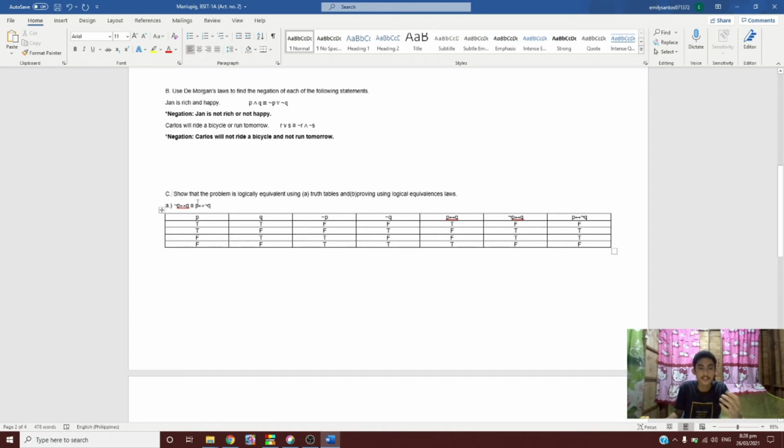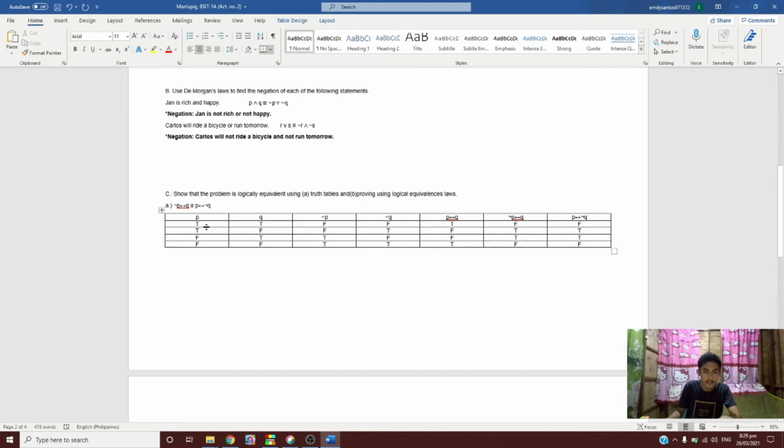P and Q are very common constant values, so they are included here, and also their negations, negative P and negative Q. And also P biconditional Q, and also the negation of P biconditional Q, and its opposite, P biconditional negative Q. To find out if both of these are equivalent, we're going to use a truth table.